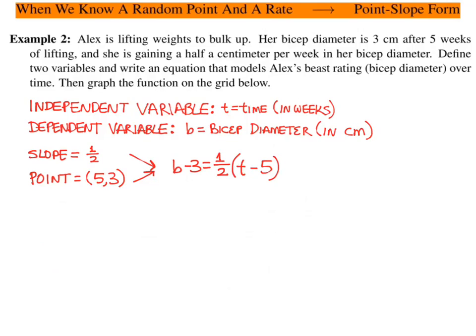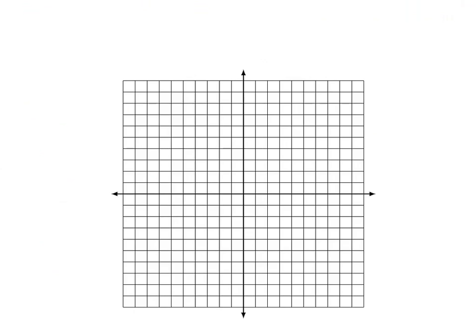Just remember, we got like y minus the y value. Well, here B is dependent, so it's B minus the B value equals, and then the slope, and then in parentheses. Normally it's x minus the x value, so here we have the x variable t time minus 5, because that's the t value. All right, so we're going to go ahead and graph this bad boy.